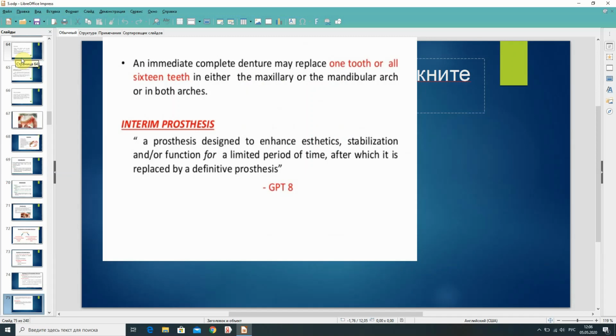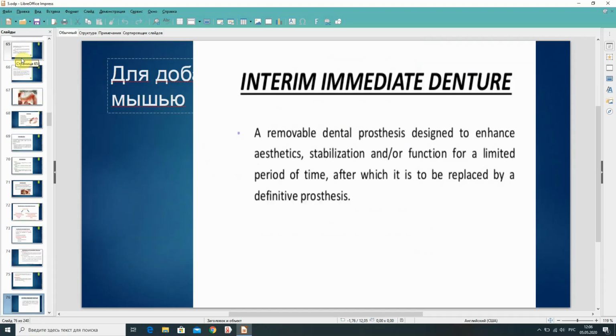Interim prosthetics. Prosthetics designed to enhance aesthetics, stabilization and or function for a limited period of time, after which it is replaced by a definitive prosthetic. Intermediate denture. A removable dental prosthetic designed to enhance aesthetics, stabilization and or function for a limited period of time, after which it is to be replaced by a definitive prosthetic.